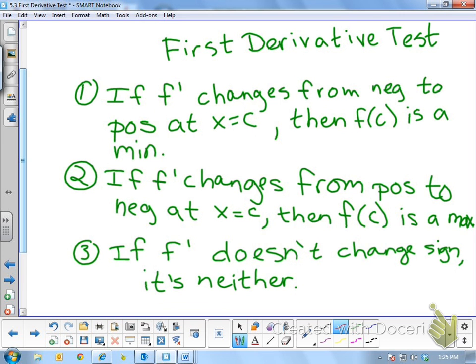Okay, first derivative test. If f prime changes from negative to positive at some x value c, it's just saying some specific x value, then f of c is a minimum. I should write this down in your notes. If f prime changes from positive to negative at x equals c, then f of c is a maximum. And if f prime doesn't change sign, it's neither.